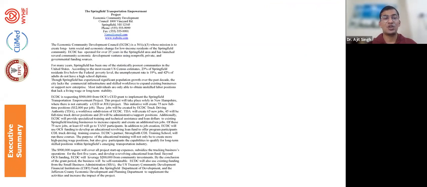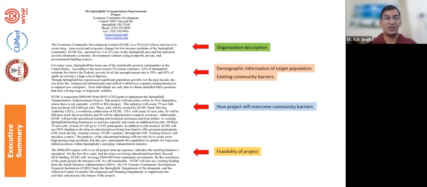Let's see the NIH executive summary here. Look at this. This is about transportation empowerment, the Springfield transportation environment. This was one of the institutes of NIH which works in community development, community economic development. So this is the summary of that.